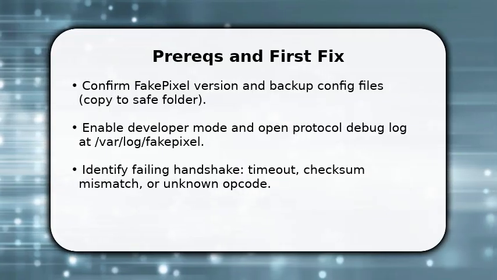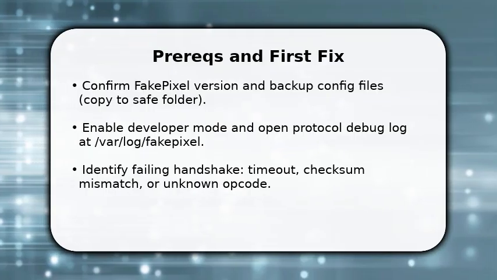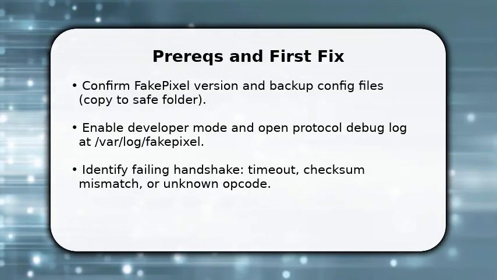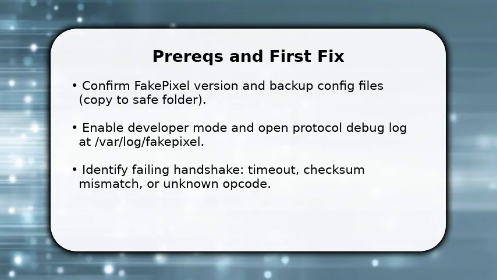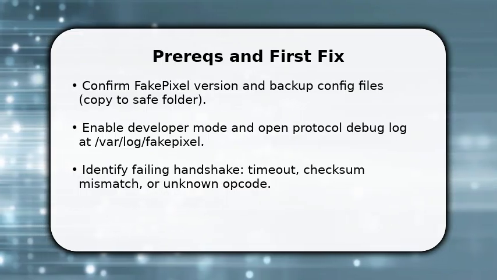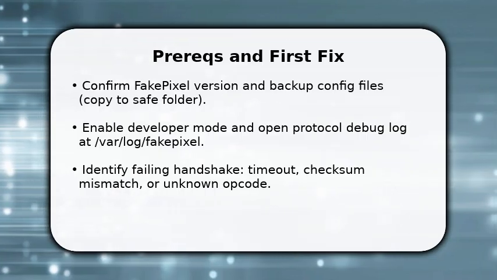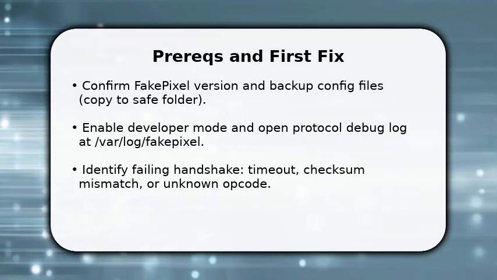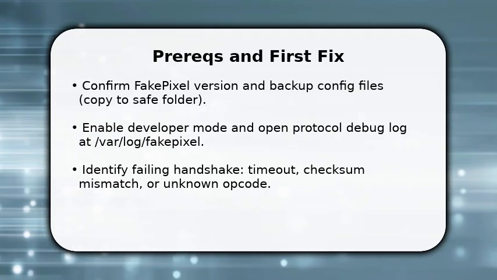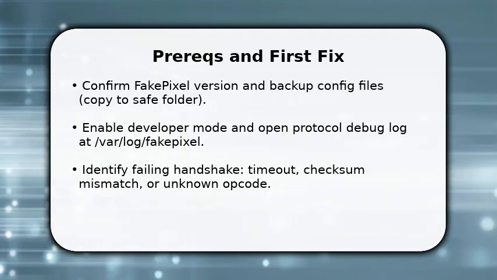You start by confirming Fakepixel version and saving configs. This prevents regressions. Once done, enable developer mode and open the protocol debug log so you can observe the failing handshake in real time. You need to identify whether the failure is a timeout, checksum mismatch, or unknown opcode because each has a different root cause.